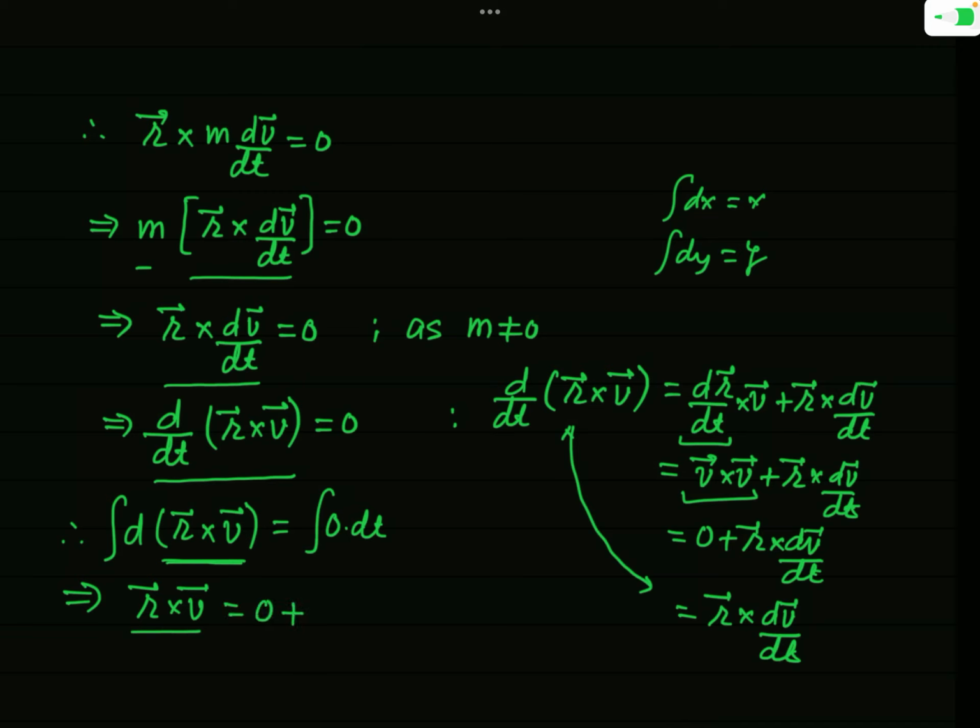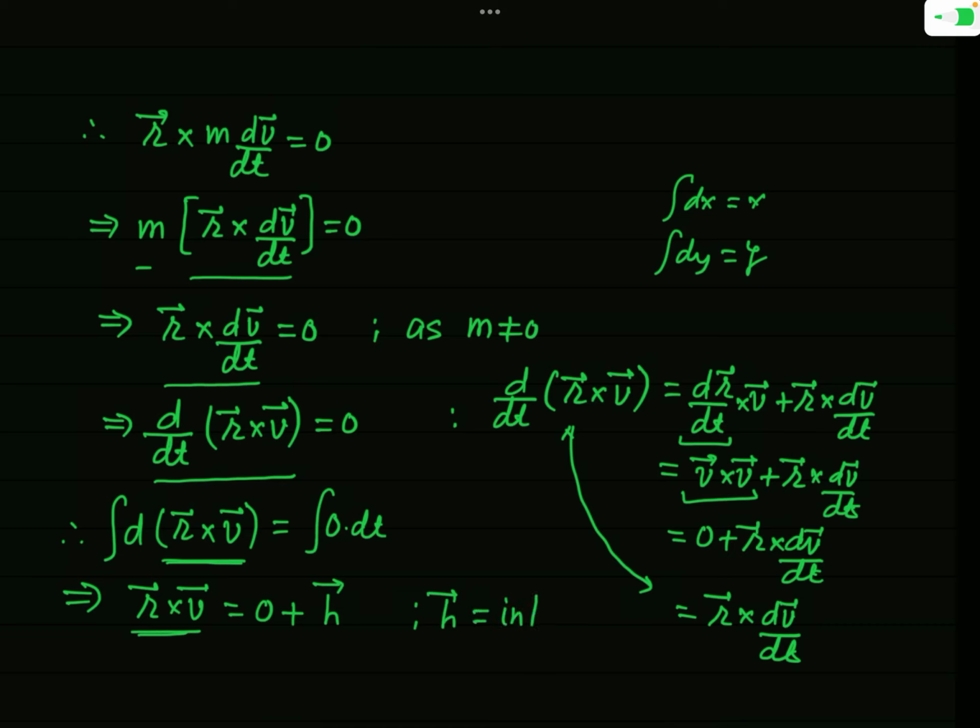This is 0 plus some constant. Here the constant we write by the symbol h. This is just vector h, because LHS is vector, so definitely that should be vector. This h is the integration constant.